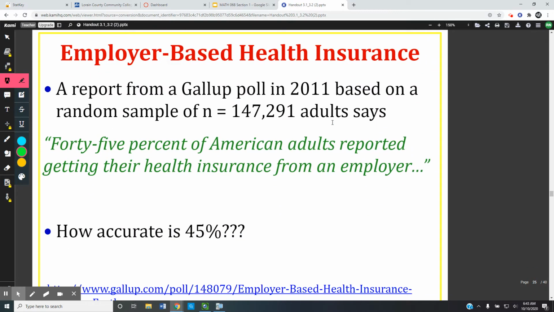So here goes a statement that's made. A report from a Gallup poll in 2011, based on some random samples of 147,291 adults, says, we believe that 45% of American adults reported get their health insurance from an employer. This would be a common type of statement you might see in a newspaper, in a magazine article, on the internet. And the question for us is, how accurate is this 45%? That's really what we're looking at.